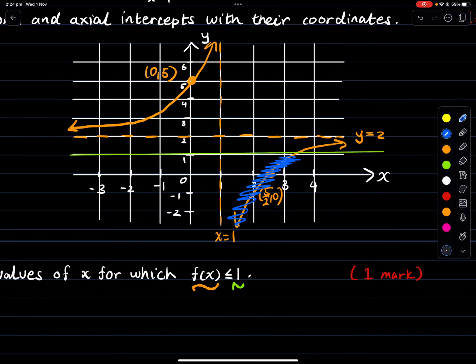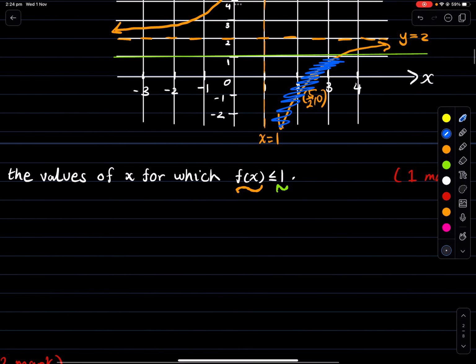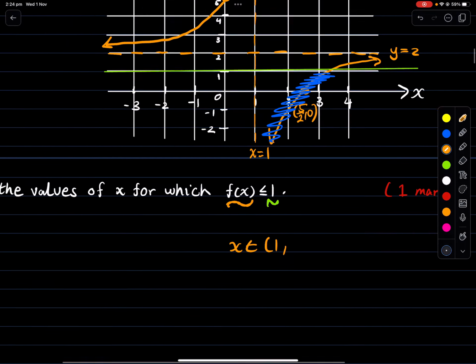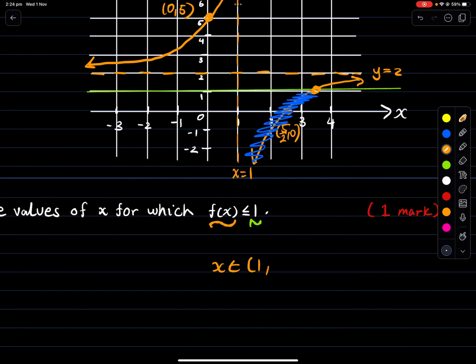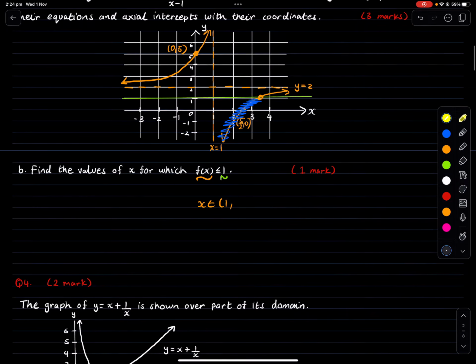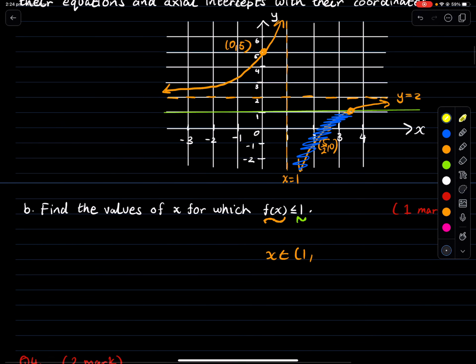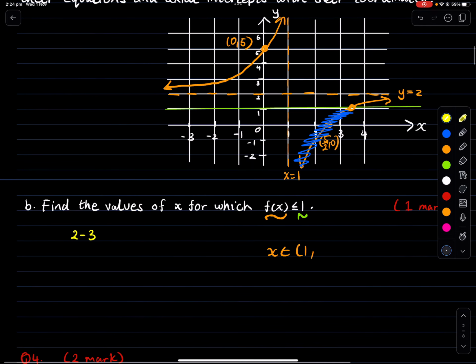Yes, the orange graph is less than the green graph. So it's less, and which domain is it for our x values? Well, we can see that x is going to be an element from this asymptote right over here, which is 1, to this point over here, which is the point of intersection of this equation. So to find that point, we need to just solve. If we know that f of x is 2 minus 3 over x minus 1, we want to equate it to 1.